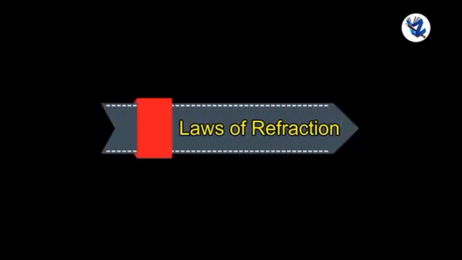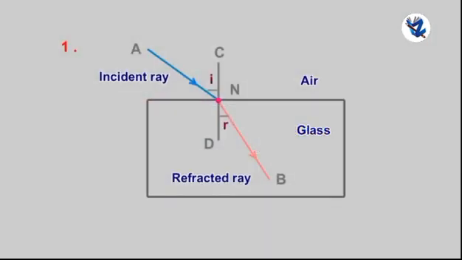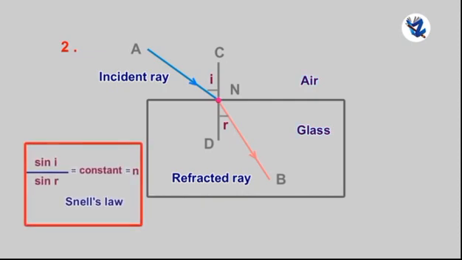Now, laws of refraction. The incident ray and refracted ray at the point of incidence N are on the opposite sides of the normal to the surface of the slab at that point. That means the incident ray, refracted ray and normal are in the same plane. For a given pair of media, here air and glass, the ratio of sin I to sin R is a constant. Here I is the angle of incidence and R is the angle of refraction.